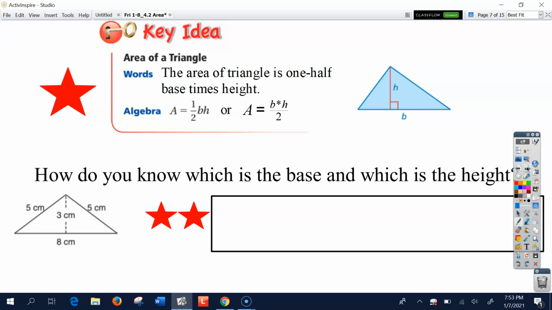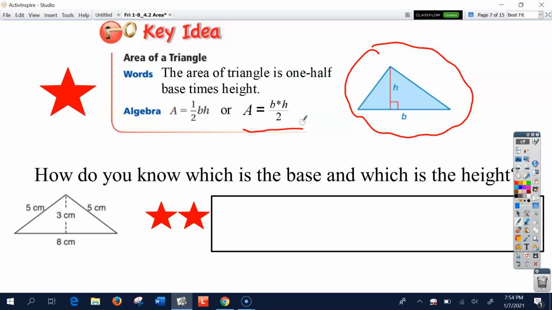Okay, so this brings us to the key idea: the area of a triangle. I put a red star next to this. I want you to write the words and the algebra, and I also want you to draw the picture. Now, you're going to notice there's two formulas. The second formula is one that I added. The book only shows the left one.